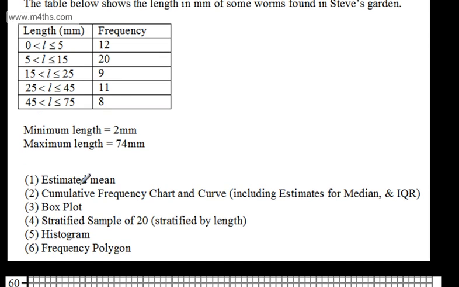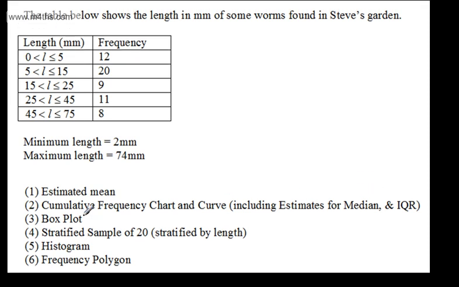We're going to do 6 different things with this data set. We're going to look at an estimated mean, cumulative frequency chart and curve, including estimates for the median and IQR, a box plot, a stratified sample of 20, which will be stratified by length, a histogram, and a frequency polygon. So let's start off with the estimated mean.